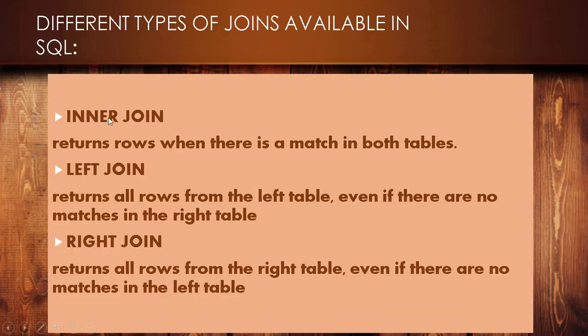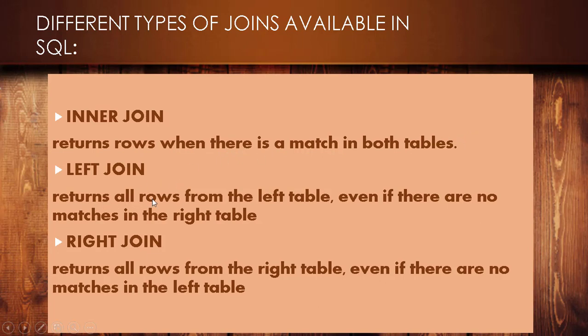So there are different types of joins: inner join, left join, right join. Inner join will return the rows where there is a match in both the tables. So if the same values are there in both the tables, it will return those rows.